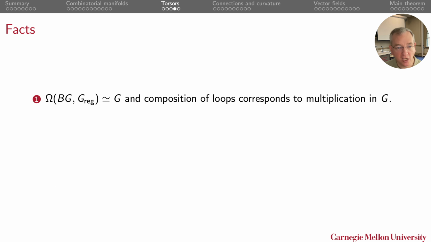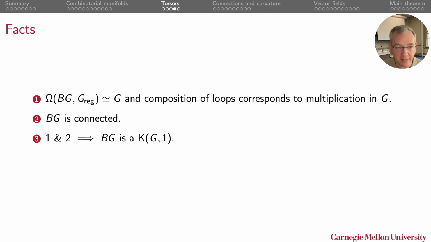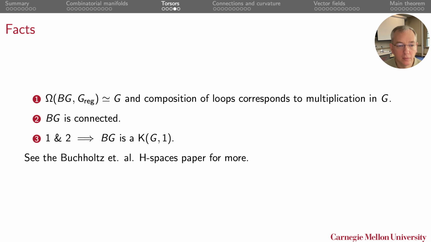Then we have some facts such that the loop space of this type of torsors, BG, at that base point is equivalent to G itself. So we've de-looped G. And in this loop space, composition of loops corresponds to multiplication in G. So that loop group is G. BG is also connected, and therefore 1 and 2 together prove that BG is a K(G,1), an Eilenberg-MacLane space for G. The H spaces paper has a lot more about these constructions.